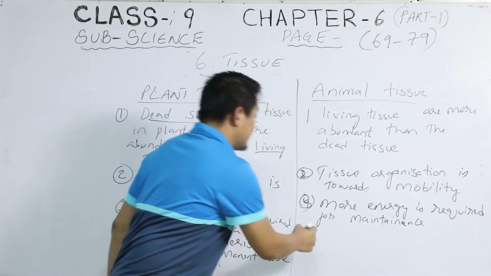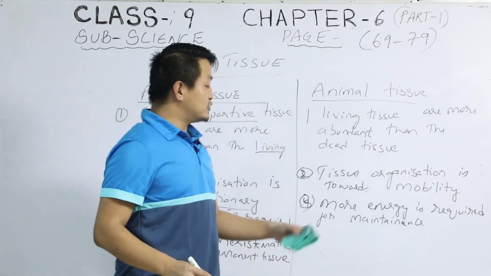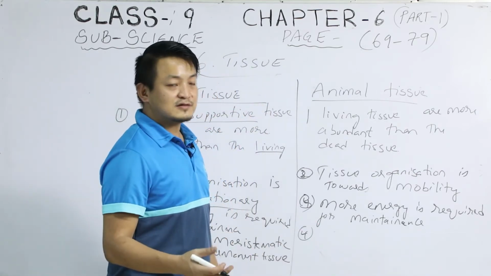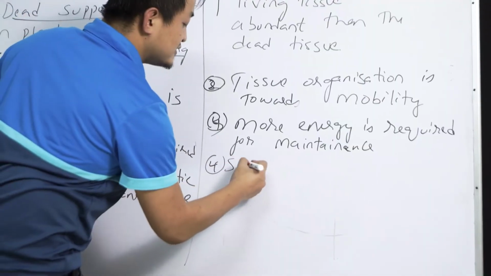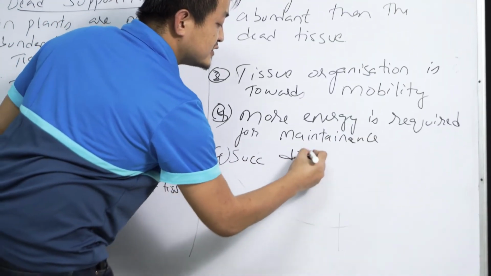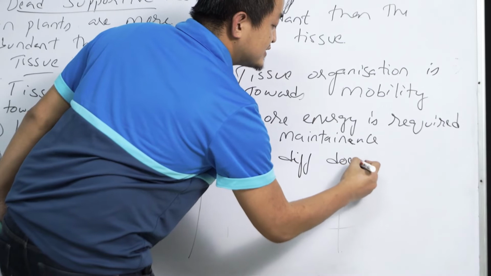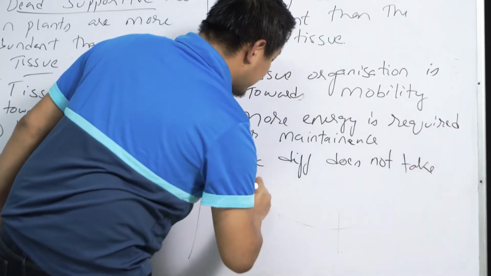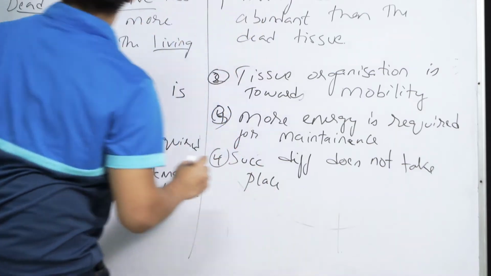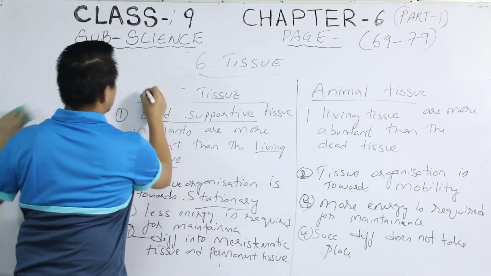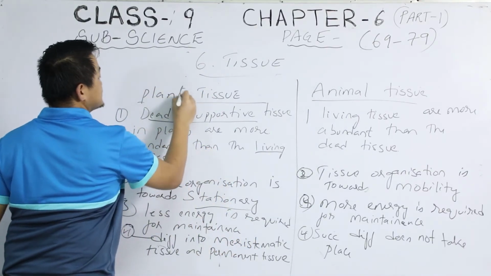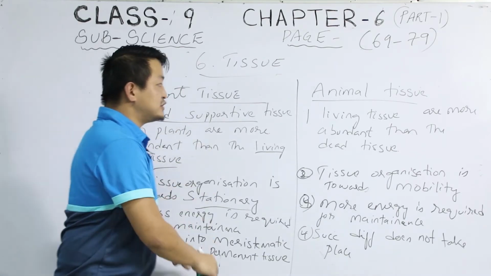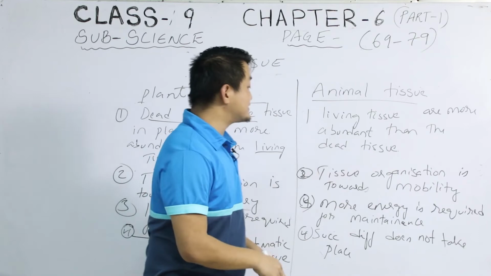Now, in animals, you just have to write that such differentiation does not take place. Okay? Such differentiation does not take place. Okay? So this is the four basic differences between the plant tissue and animal tissue, and it's very simple, students.